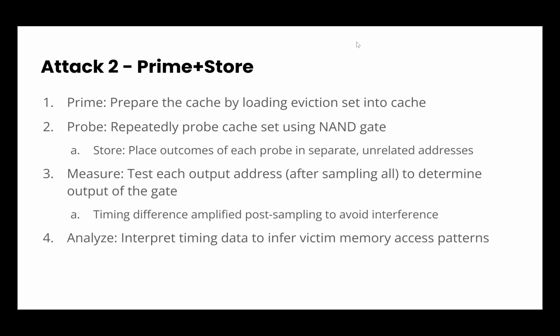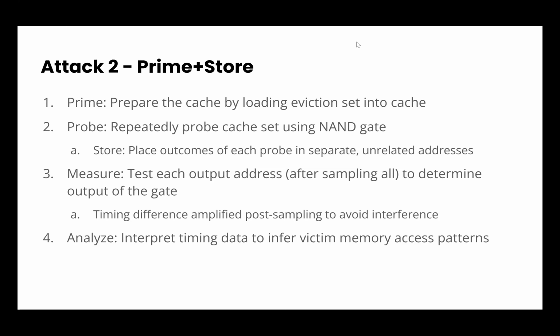And then in probing, what they do slightly differently is they use one of their NAND gates to repeatedly probe the cache set, and then place the outcomes of each probe in separate unrelated addresses to check later. So they split up the probing step and the timing step into two separate things. So they do the timing step, or the testing step, next, testing each output address by, after sampling everything, placing them all in separate unrelated addresses to determine the output of the gate.